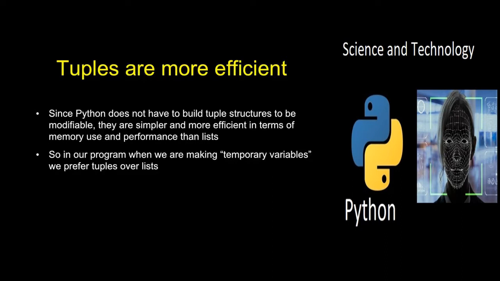And so we tend to use tuples in situations where we're going to make a temporary variable and then temporarily use it just a little bit and then throw it away without really messing with it. And we tend to use lists to build things up, etc.